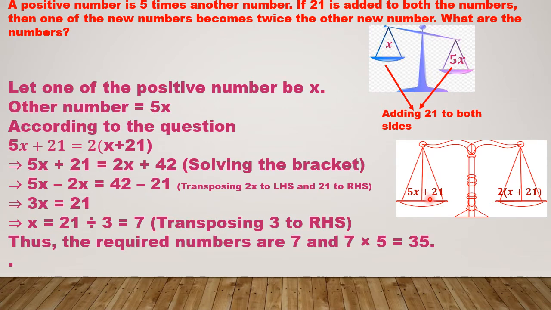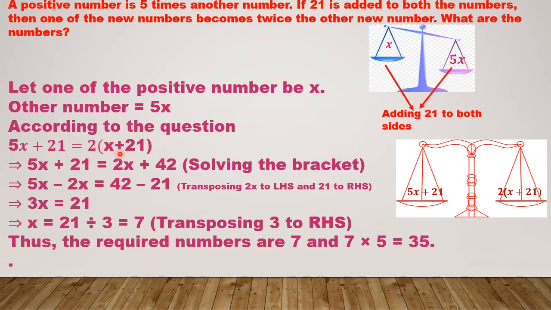In order to balance, you have to multiply x plus 21 with 2. Now you will ask why x plus 21 should be multiplied with 2 and not 5x plus 21. Then I will tell you that 5x plus 21 is already having weight. It is already the bigger number. Now we have to put weight over here in order to balance it. So what weight are we putting? We are using 2 into x plus 21.